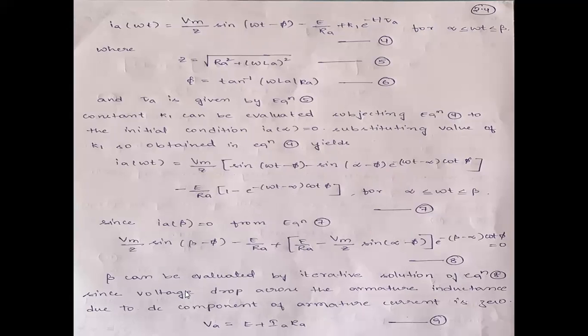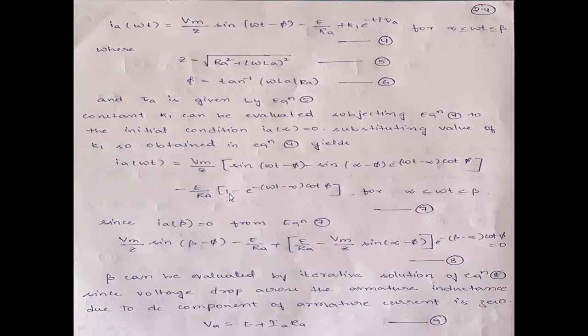Since we know that the current at beta is equal to 0, from the graph we can say that at beta the current is 0. So I substitute beta in place of omega t and make it equal to 0, and rearrange the equation: Vm by Z sine(beta minus phi) minus sine(alpha minus phi) times the exponential term, minus E by RA.